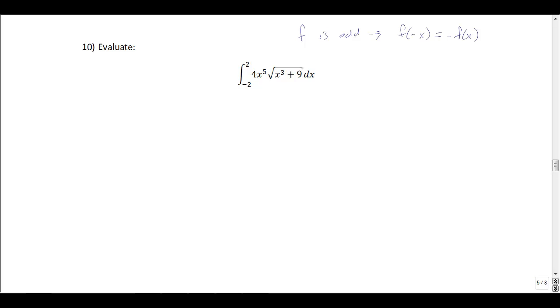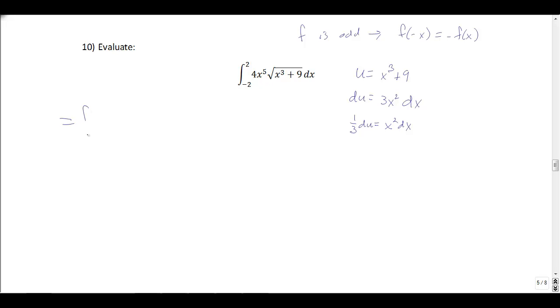So what we're going to do then is a substitution. I'm going to do u is x cubed plus 9. And then du is 3x squared dx, the derivative of x cubed plus 9. Now what I've got, though, is 4x to the 5th, so I've got a 3x squared. Let's just solve this for x squared dx. So I get 1/3 du is x squared dx.